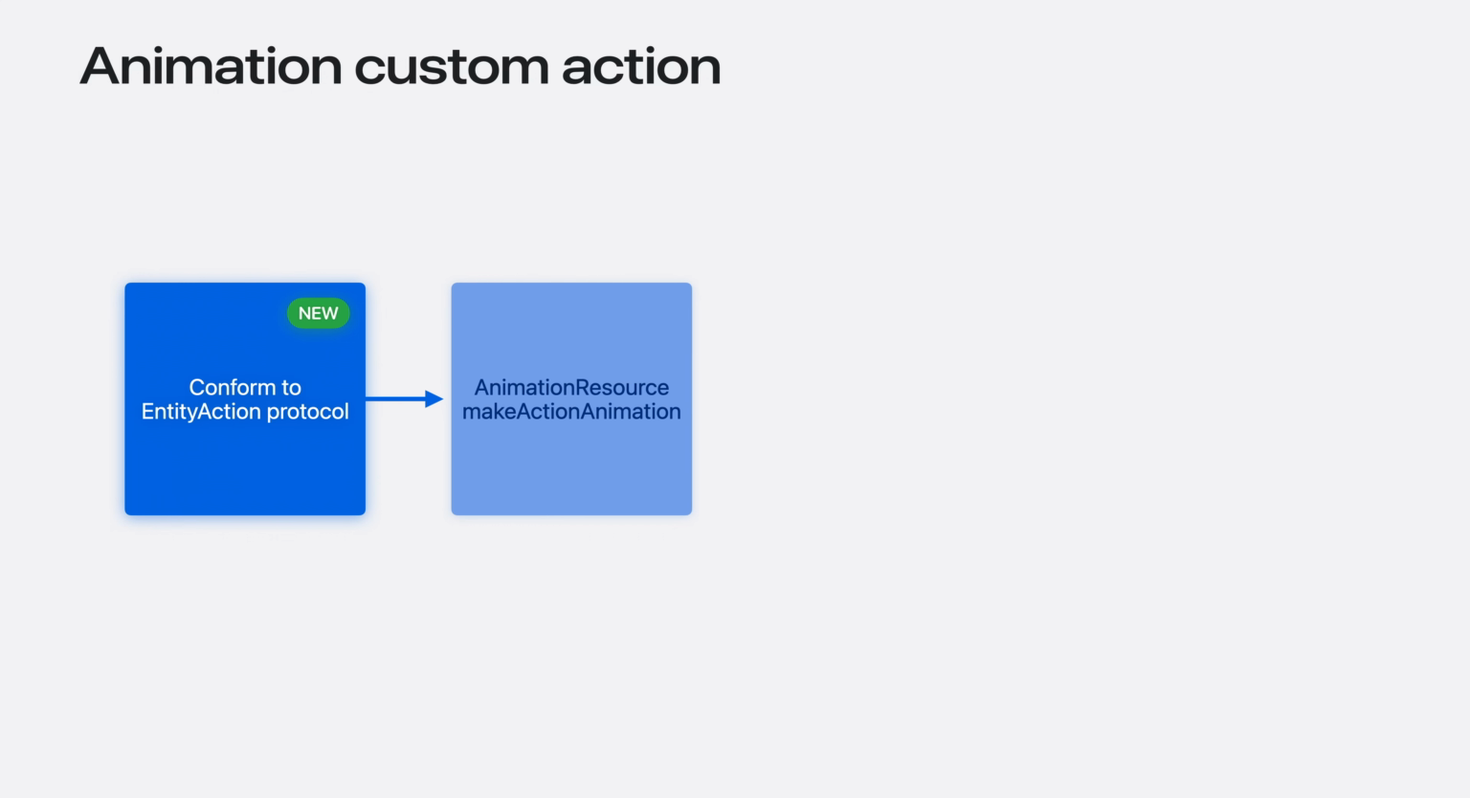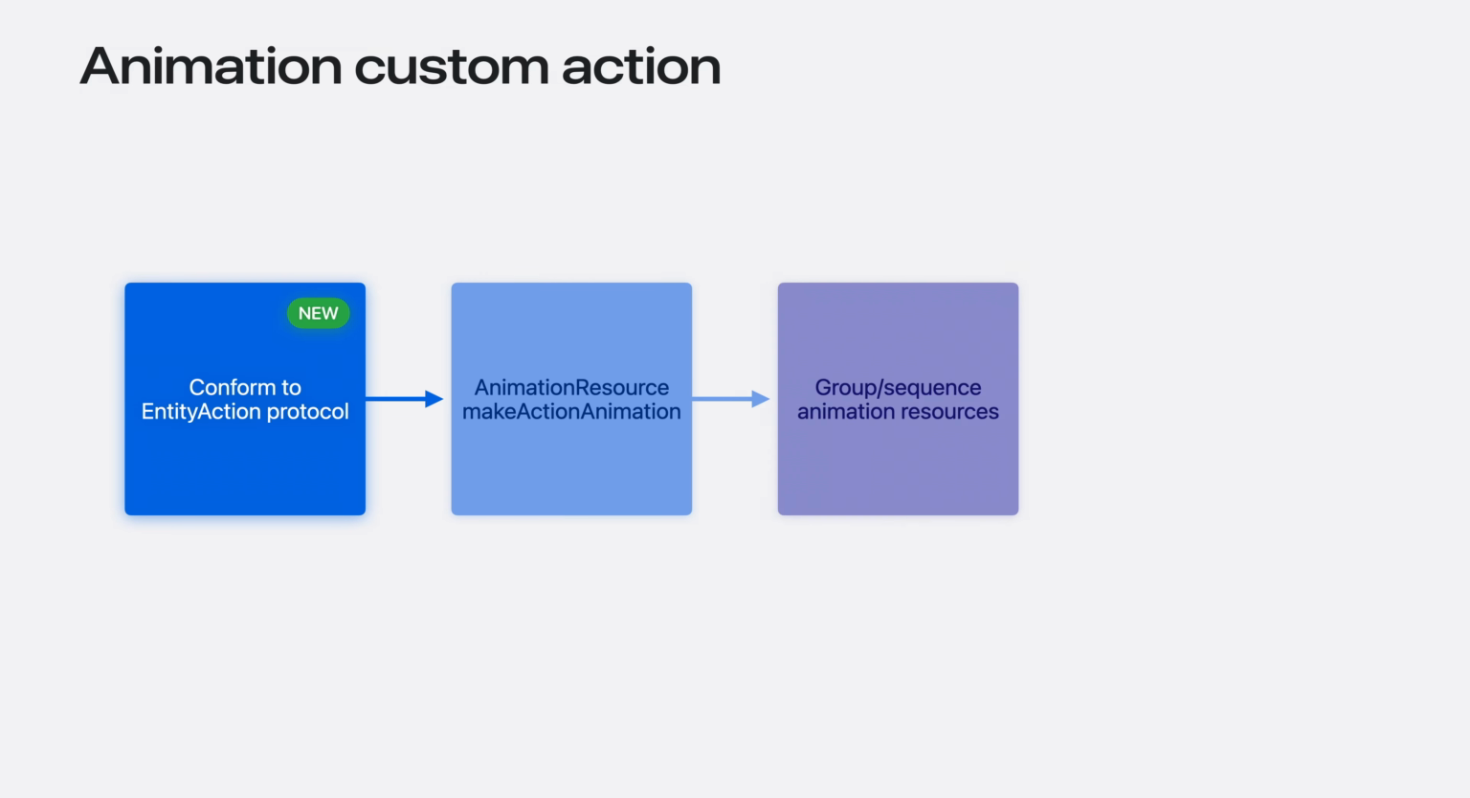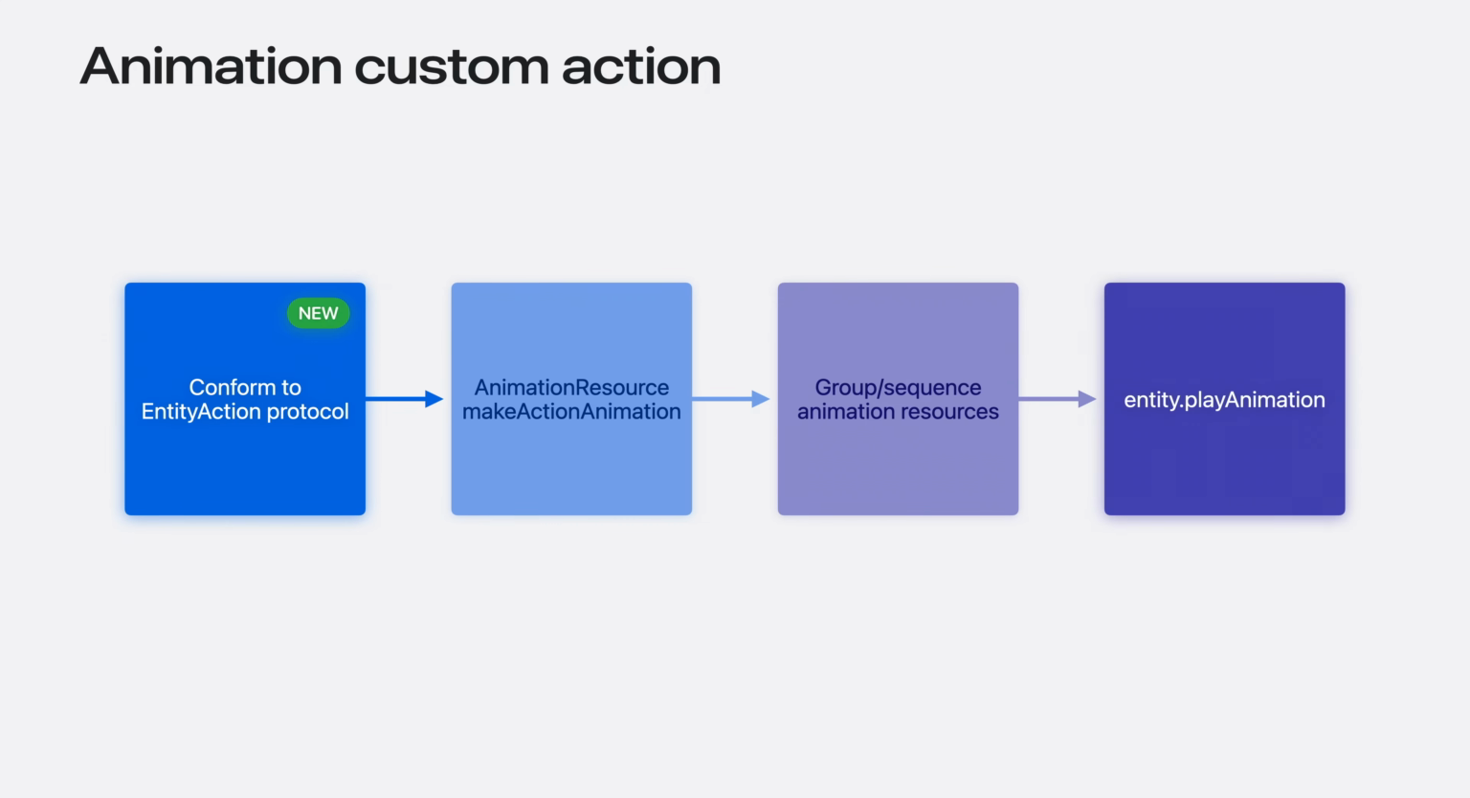For custom actions, you will first create your own protocol conformance of an entity action. Then you'll create an animation resource from it using the Make Action Animation API, and group the animation resource with others or sequence it to be executed in a certain order. Last, you will call Play Animation on your entity. Then at runtime, you can subscribe to start and end events for the custom actions.